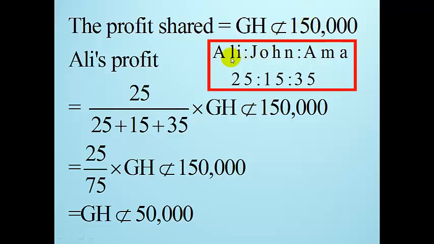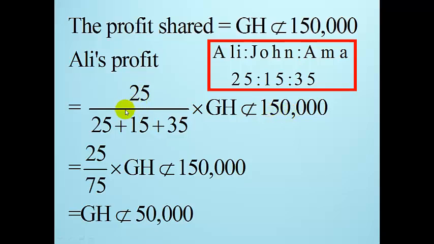Now we know that Ali is to John is to Amma, their ratio is 25 is to 15 is to 35. That means that Ali's ratio is 25, John's ratio is 15 and Amma's ratio is 35. If you want to know Ali's profit, then it's going to be Ali's ratio divided by the total ratio, times the profit to be shared. So Ali's profit will be Ali's ratio, that is 25, divided by the total, times the profit to be shared, that's the 150,000.